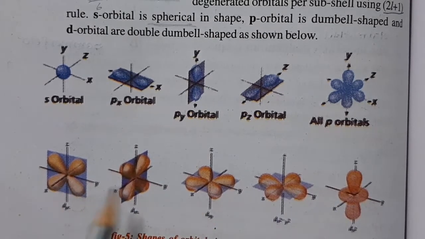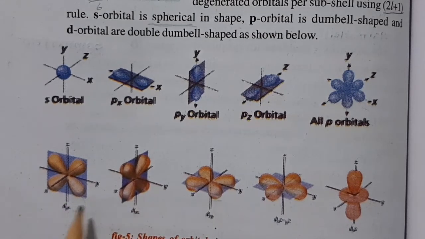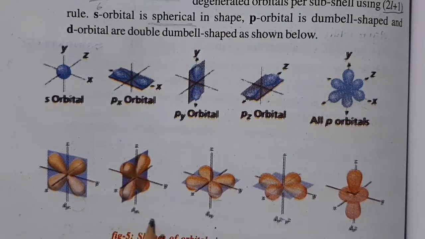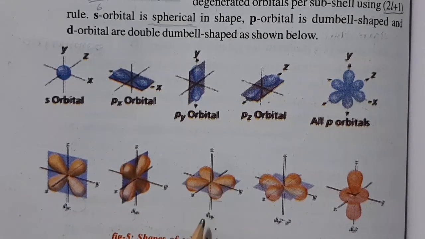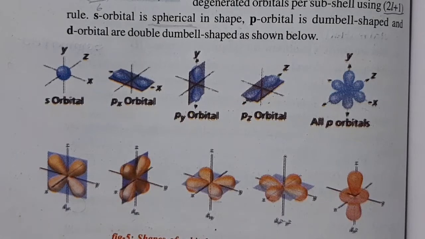So if you observe carefully, these d orbitals: dyz means it is between the y and z axis. This is dxz, between the x axis and z axis, and this is dxy, between the x axis and y axis. So the z axis is perpendicular like that.